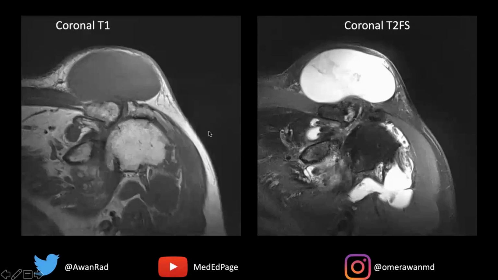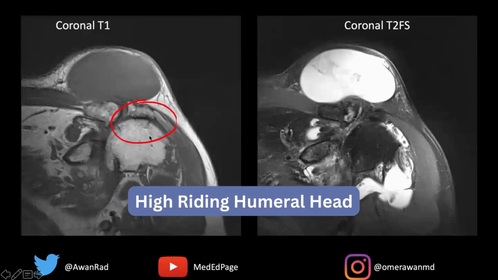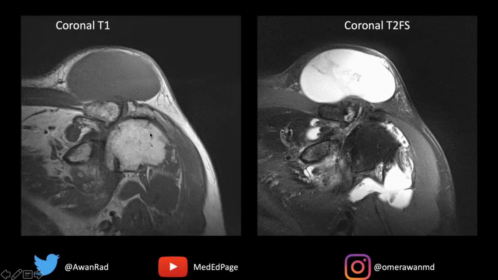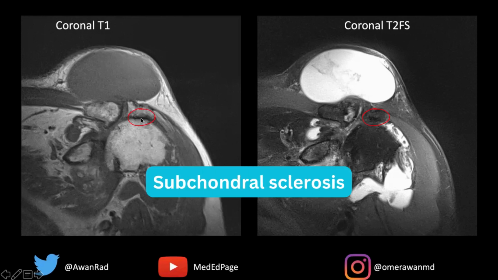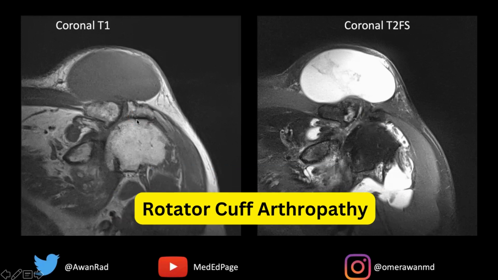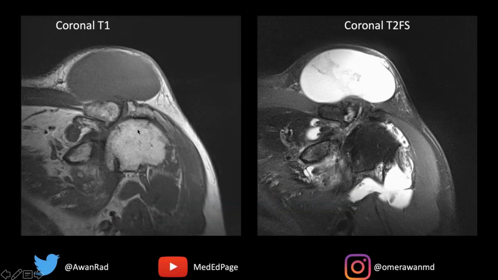But importantly, a very salient finding here is the high riding humeral head. Notice that there's literally no space between the humeral head and the acromion. And not only that, there has been some subchondral sclerosis along the inferior margin of the acromion. This indicates that there's been rotator cuff arthropathy. So there's been long-standing rotator cuff arthropathy with a high riding humeral head.